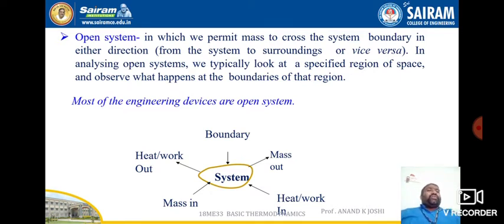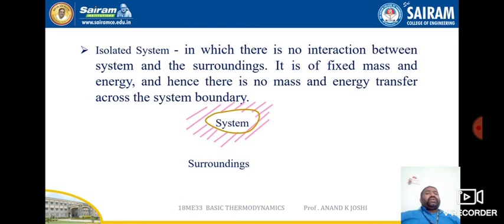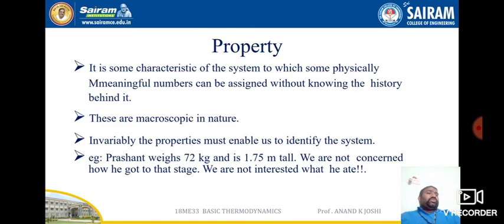An example is a compressor. The compressor is a device where we increase the pressure from low pressure to high pressure. Here the mass is entering and also leaving the system, and energy is also entering and leaving. This is how open systems work.